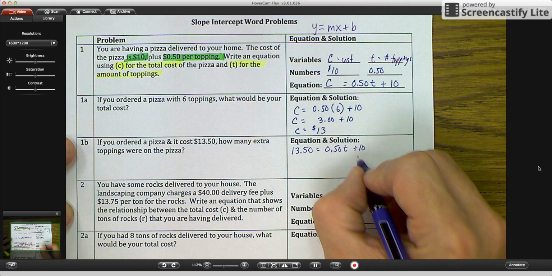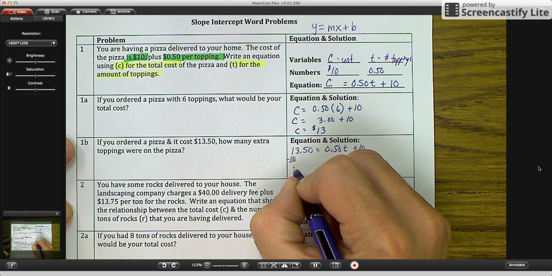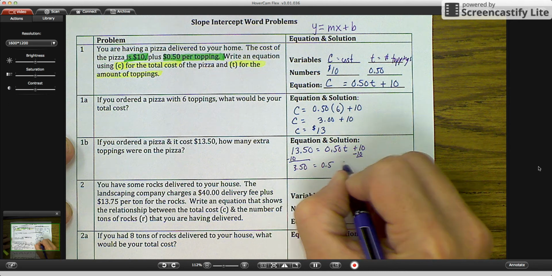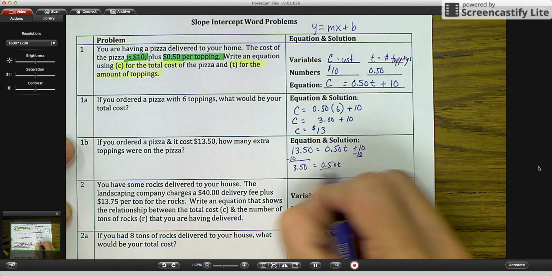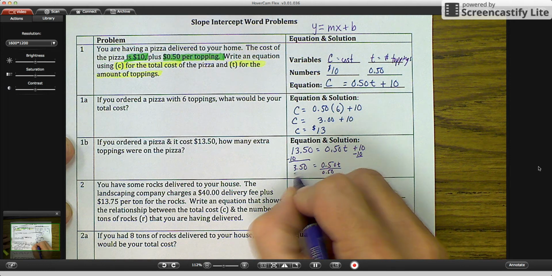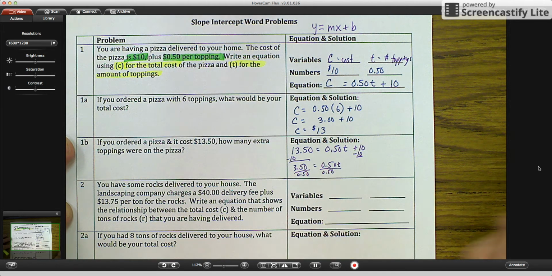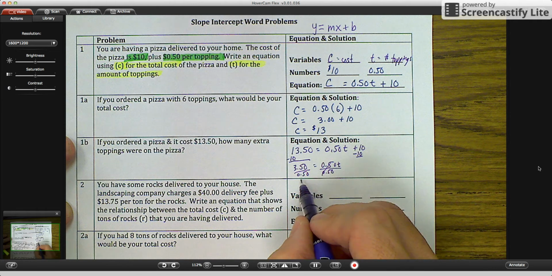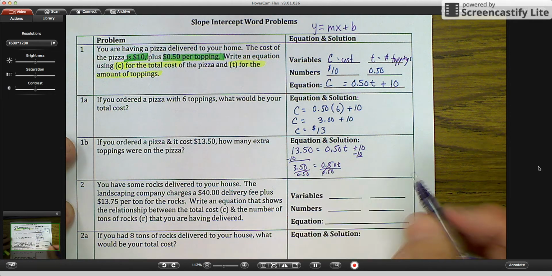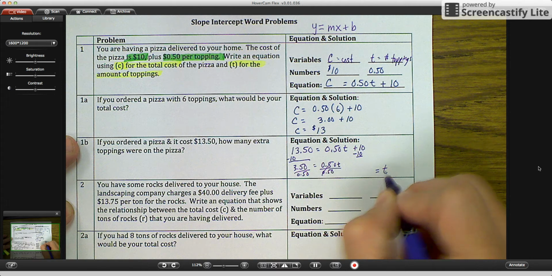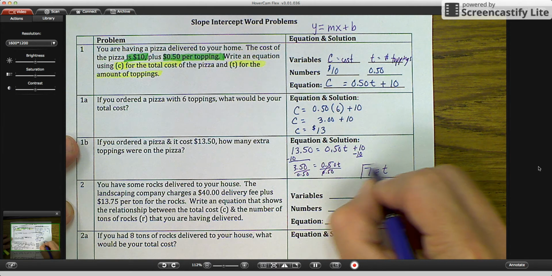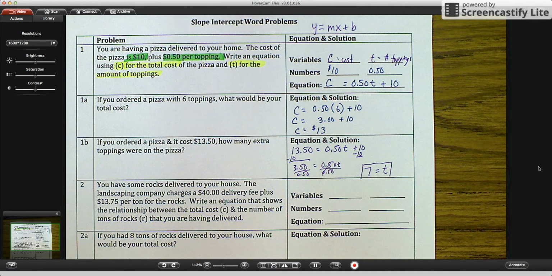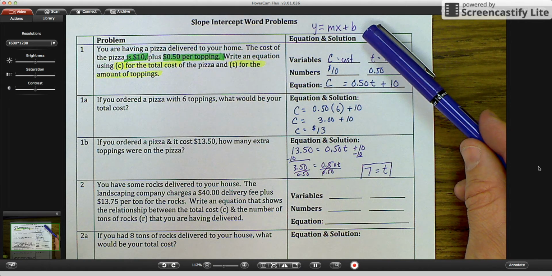We subtract 10 from both sides. You get 3.50 is equal to 0.50 t. I ran out of space, so I'm going to come over here. Divide both sides by 0.50, these would cancel out, and 50 cents goes into $3.50 7 times. So T is equal to 7, and that would be your answer. There are 7 toppings if your pizza costs $13.50. Okay, so we're always going from that y equals mx plus b.